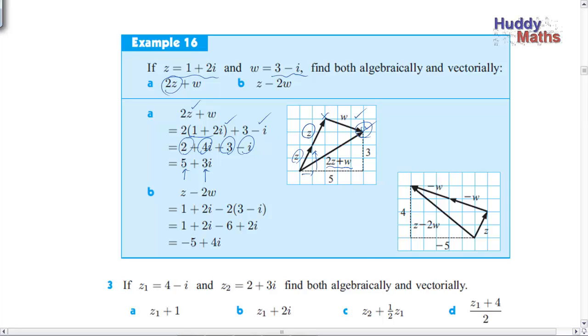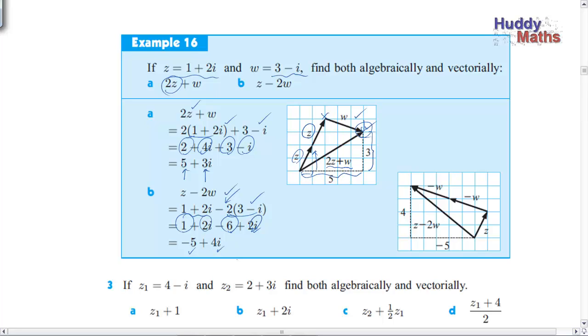And does it check out? The overall 2Z plus W displacement is 5 in the real direction and 3 in the imaginary direction. So it's all nice and consistent, bringing in your vector approach here. What about Z take 2W? There's Z, watch this, a negative sign, take 2W, so when we expand this it's going to be neg 6 plus 2i, then collecting up the real parts, neg 5, the imaginary parts, 4i.